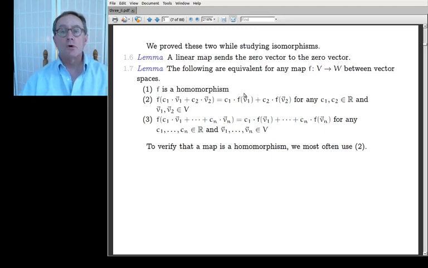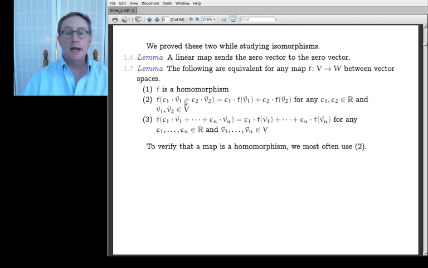And then the other result we saw that, again, doesn't use correspondence, so it simply carries over to here, is that if you have a map from V to W, it's equivalent to say it's a homomorphism, or to say that it respects linear combinations of two vectors, or to say that it respects linear combinations of n vectors, where n is greater than 1. So those three things are the same thing. It's often the case that we use two, and we've used two a couple times already in the last video, for example.